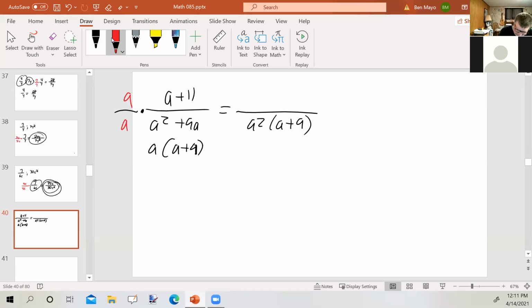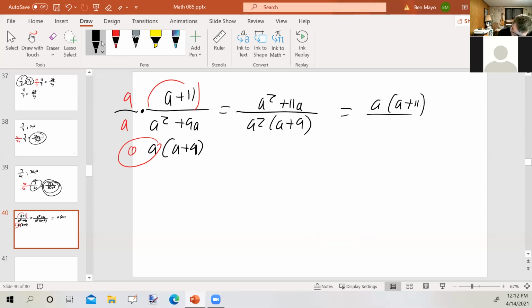Because wouldn't that give me, if I put an A here, A squared times A plus 9. So my new numerator is A squared plus 11A. Or I could just write A times A plus 11. Okay, but all I needed was an A in the denominator and an A in the numerator. All right. We all right with that?